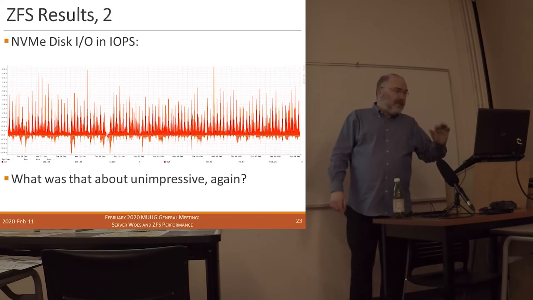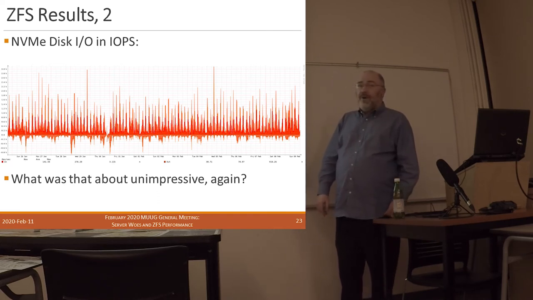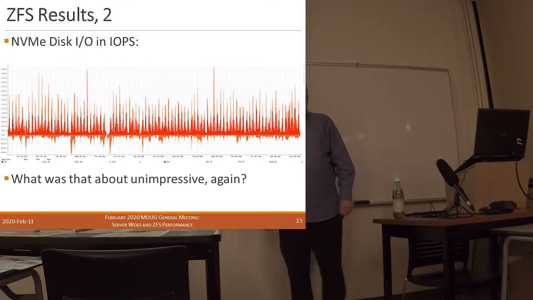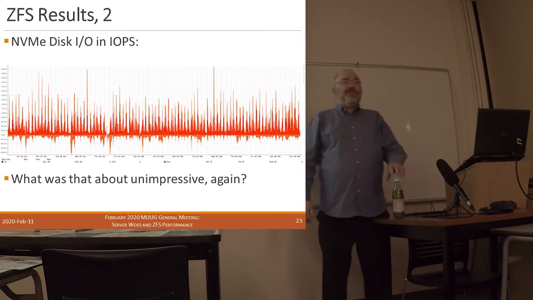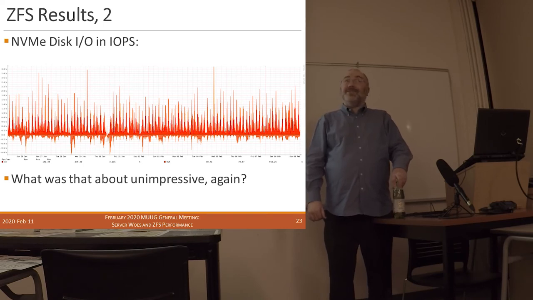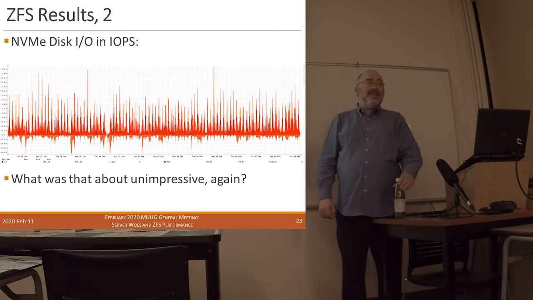However, then you look at the IOPS numbers. Holy cow! This spike is 4,000 IOPS. Ever try and get 4,000 IOPS off a spinning rust drive? Ever try to get 4,000 IOPS out of an SSD? It doesn't happen. So I rather quickly had to revise my opinion on how slow this piece of crap was. It's like, ooh, okay, no, that's not slow at all.